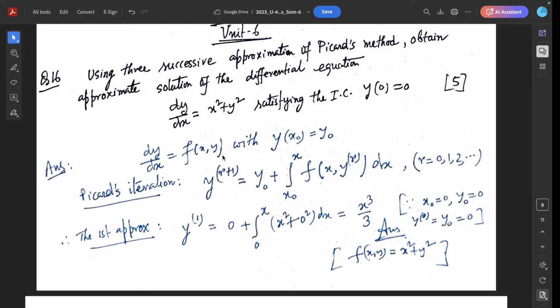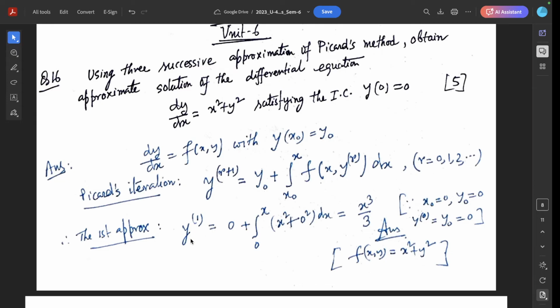For solving this first order, maybe linear, non-linear, differential equation dy/dx equal to f(x,y), this f(x,y) may be a linear or non-linear function in x, y with the initial condition y(x0) equal to y0. This Picard's iteration is y(r+1) equal to y0 plus integration x0 to x of f(x, y(r)) dx, r equal to 0, 1, 2, and so on.